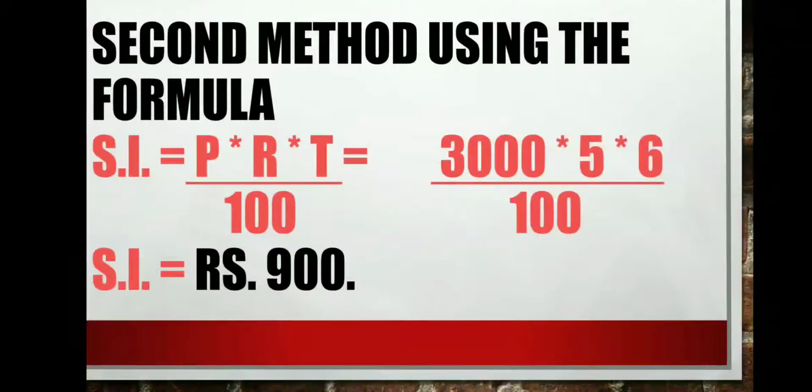Second method, using the formula for the same sum. So this is the formula. SI is equal to P into R into T divided by 100. We'll just put the values. 3000, that is the principal, multiplied by 5, that is the rate, multiplied by time, that is 6, divided by 100. That comes to rupees 900.